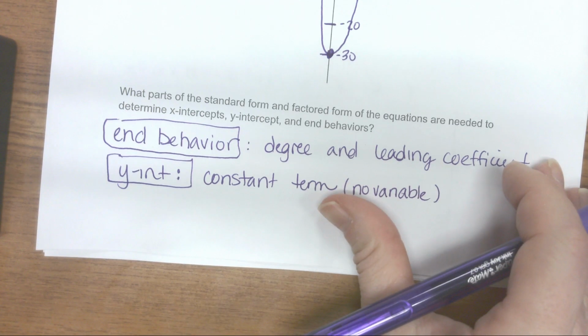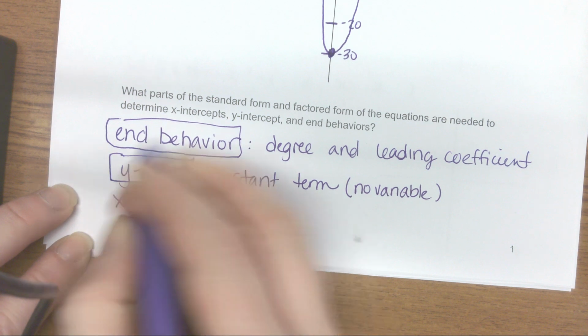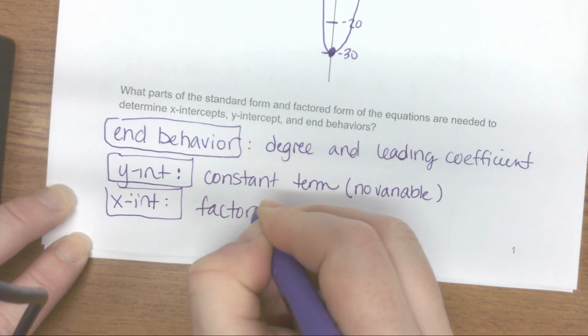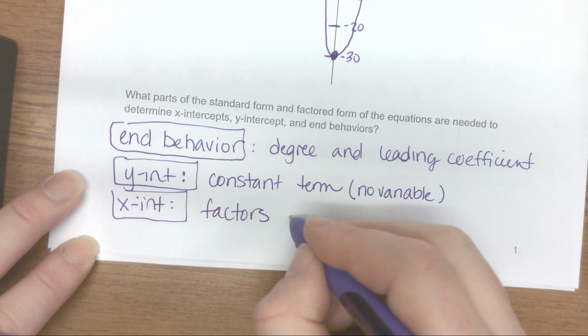And the x-intercepts, we're going to get from the factors. But were they the same number as the factors? No, they were the opposites. So I would write that down.